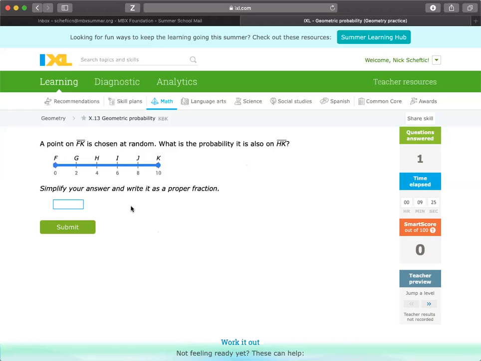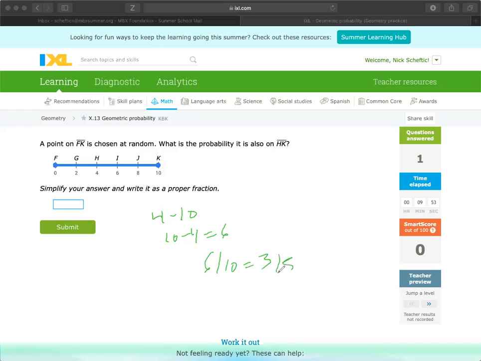So this one is going to be looking at a problem here: a point on FK is chosen at random. What is the probability that it is on HK? So for HK, I just look at the distance of that. Between 4 and 10, or 10 minus 4, that gives us 6. And then the probability of the whole thing, okay? So that's going to be 6 out of 10, which is going to reduce down to 3/5. All right, let me just type it in there, 3/5.